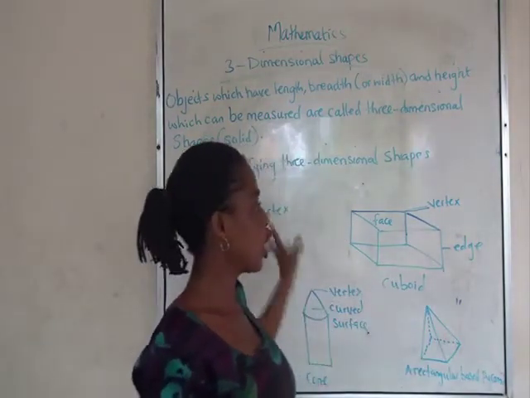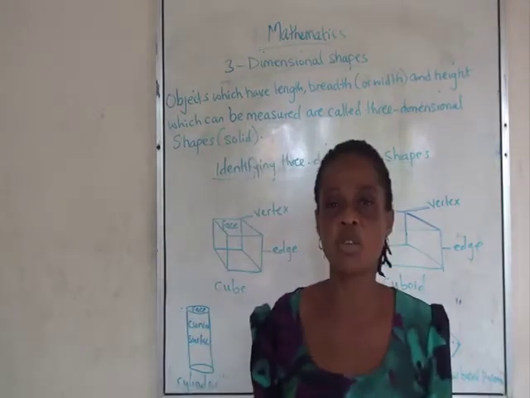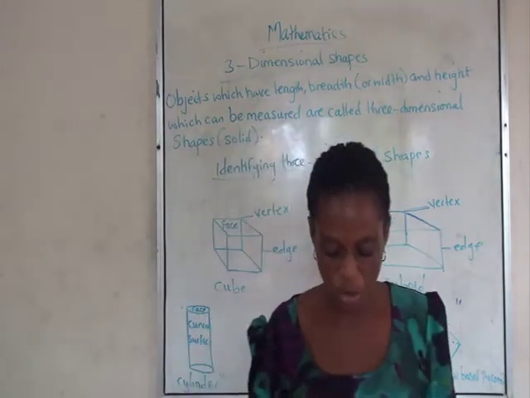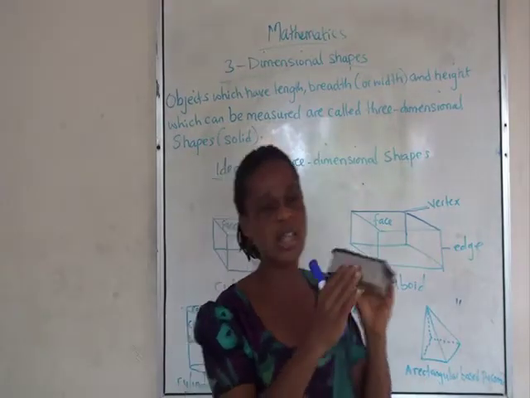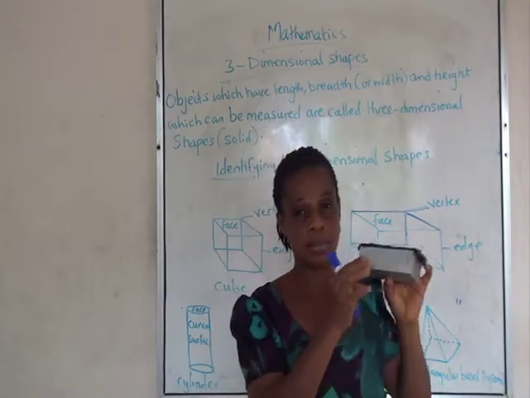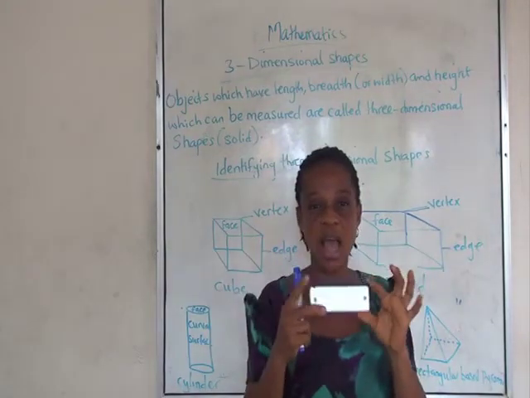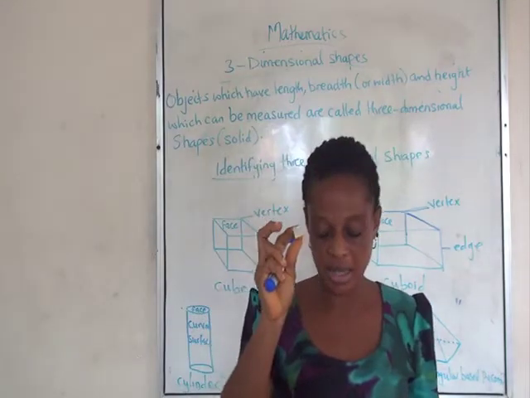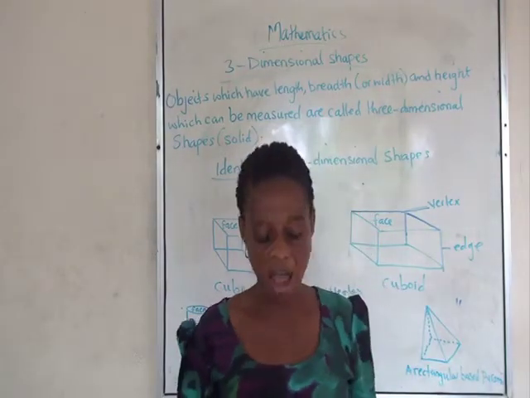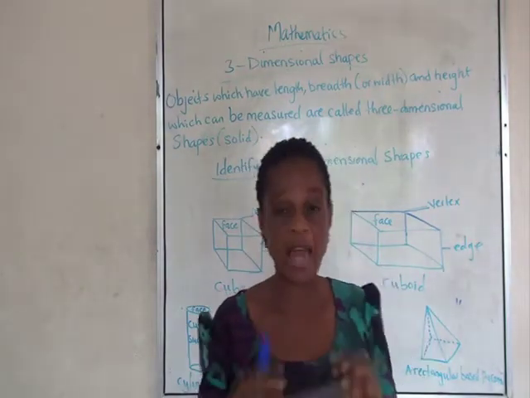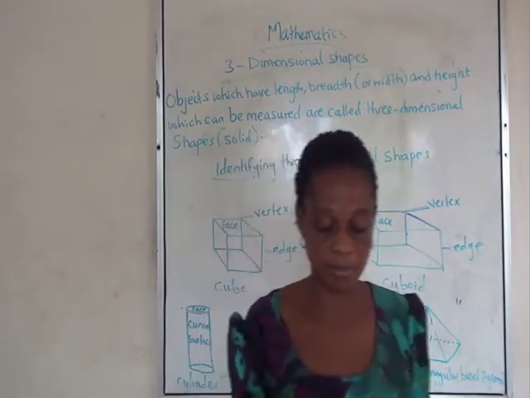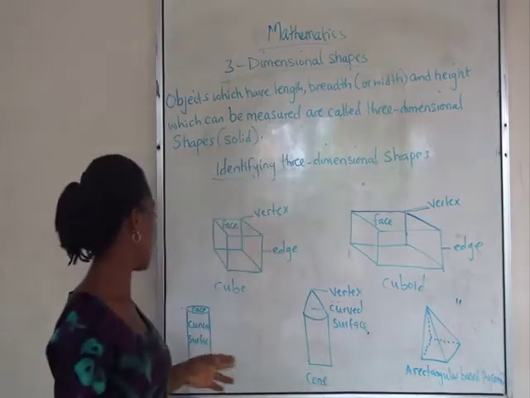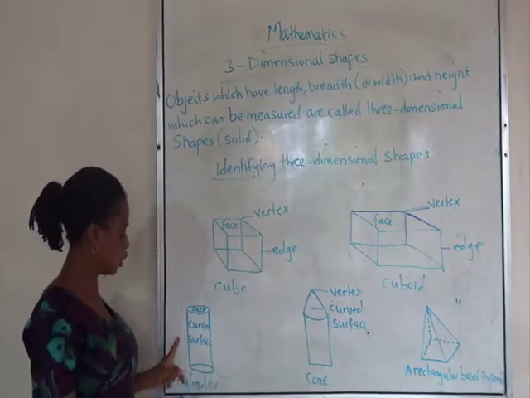Properties of the cuboid are also similar to those of the cube. The difference is that in the cuboid, the 6 faces are rectangular, while in a cube, the 6 faces are squares. It also has 12 edges and 8 vertices. That is for the cuboid.